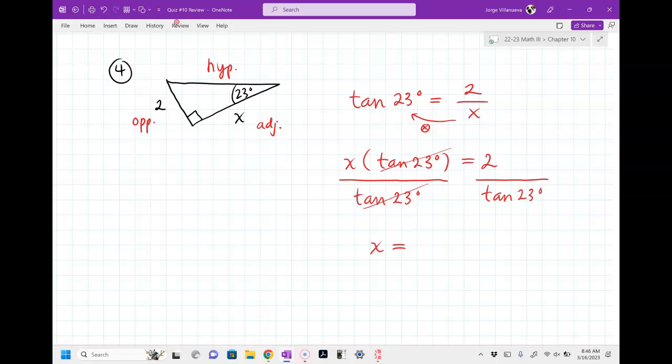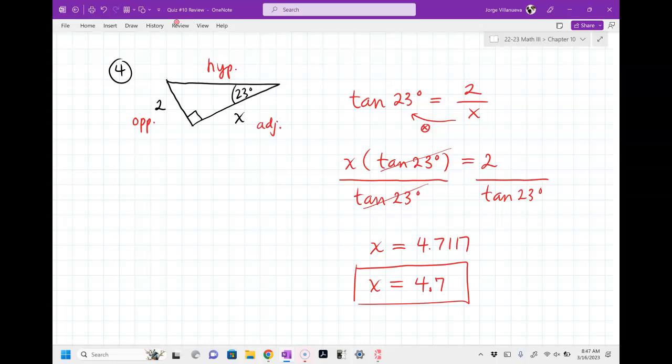And I get 4.711. Actually, 4.7117. There's a whole bunch of other numbers after that. What is my rounded tenth value? 4.7, right? So here we go. So again, you will have 3 of these types of problems, okay, where you're just finding the side.